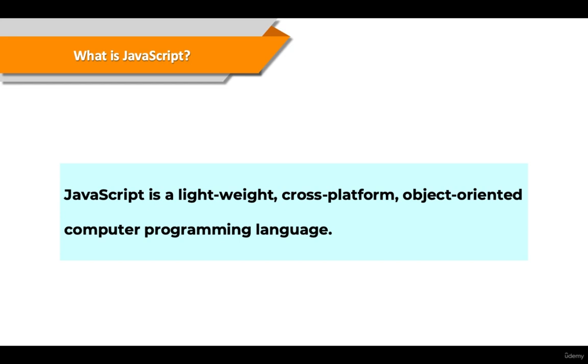All right, so what about cross-platform? It only means that the language can be used on multiple platforms and systems, so it's not just for web development. Finally, object-oriented. So this means that it's a language that's based on objects. All right, so you're going to learn all of this throughout this entire course.